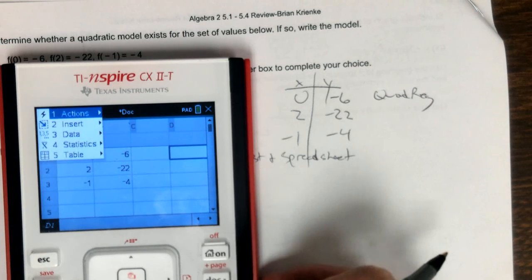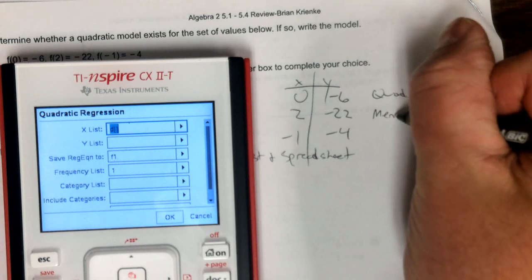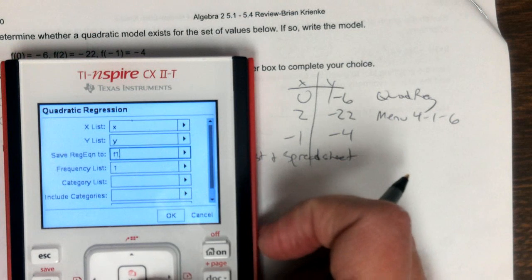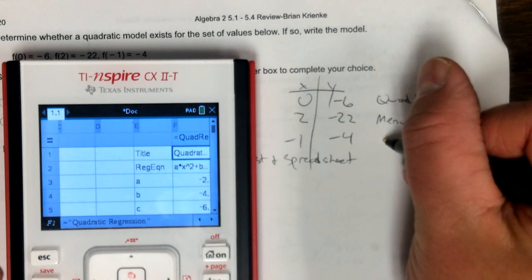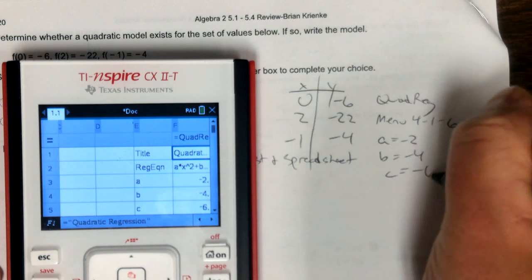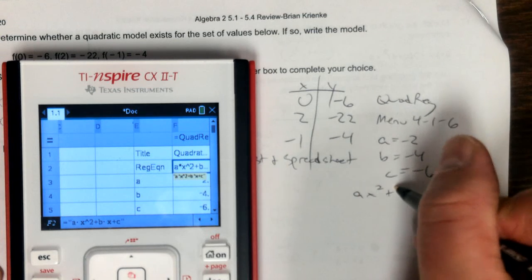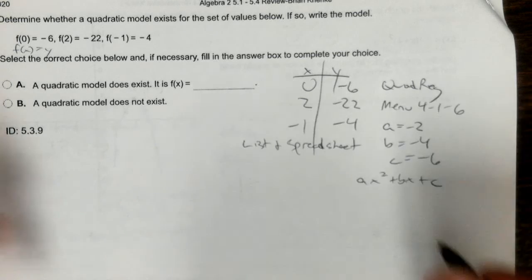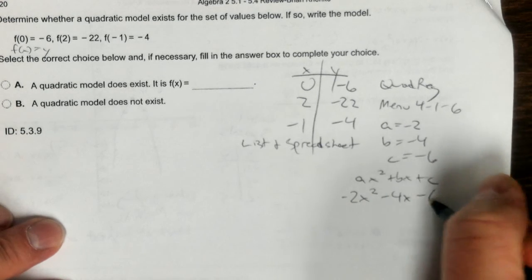Then menu 4, 1, 6. Then you put your X and Y. Okay, so this one tells me a equals negative 2, b equals negative 4, c equals negative 6. In that blank it says ax squared plus bx plus c. So that means it's negative 2x squared minus 4x minus 6.